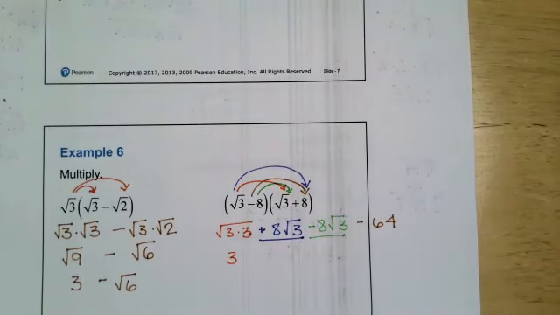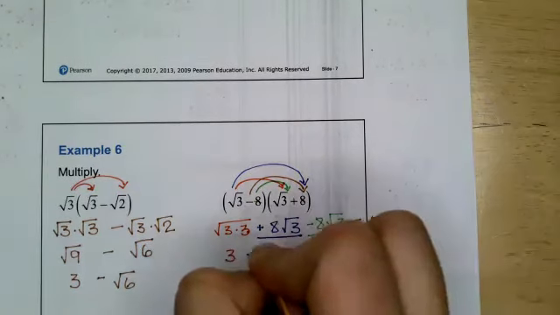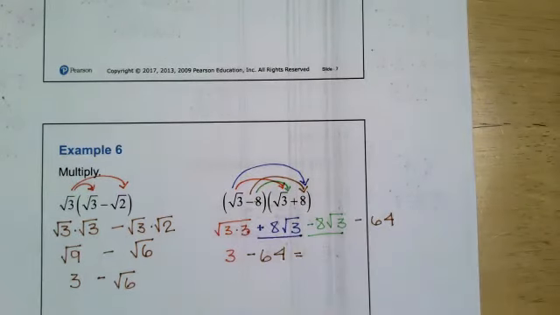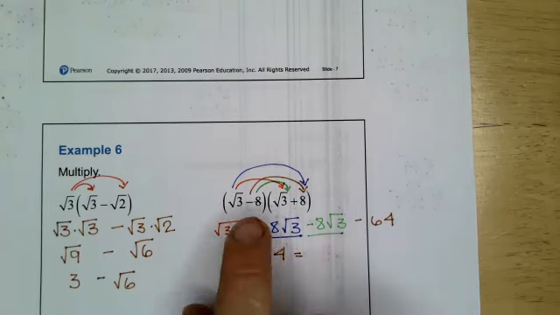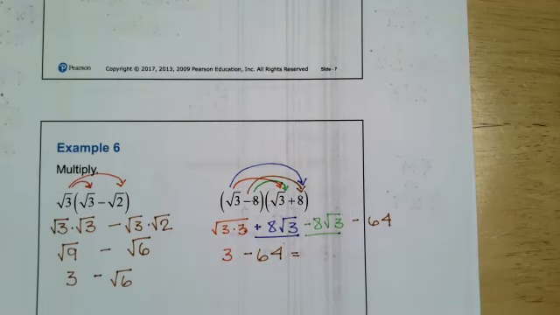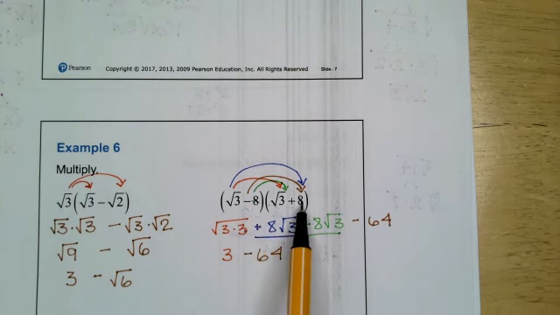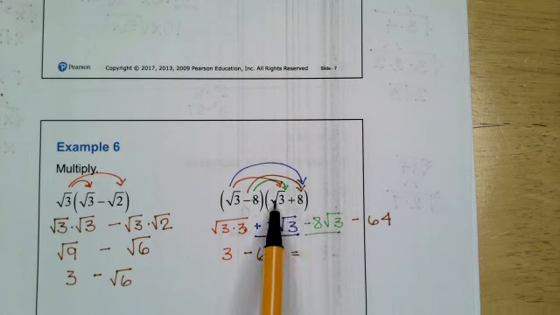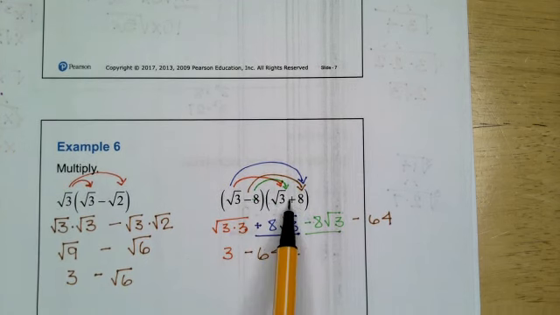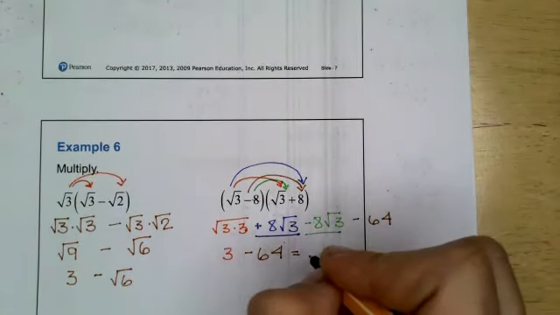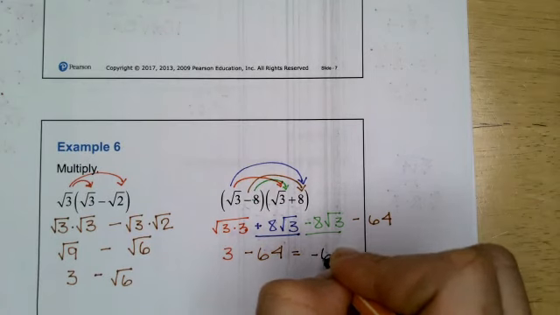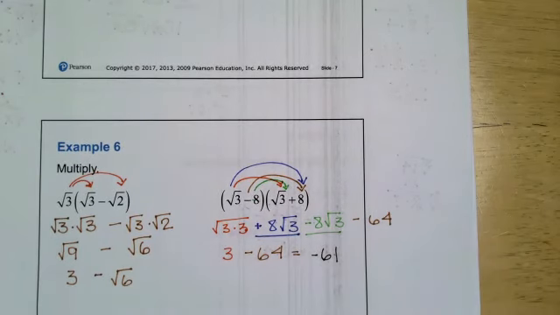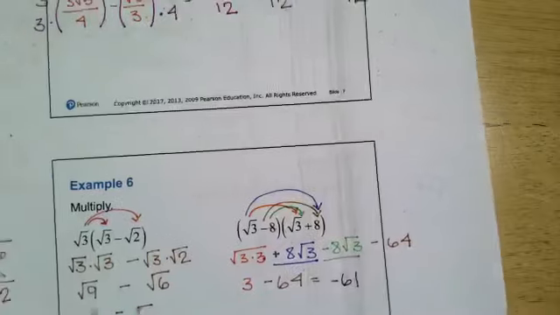So we have 3 minus 64. So the answer to this, even though it looks very complex, because it is positive 8 and negative 8, and these are the same. A and B are the same. One's negative, one's positive. They cancel each other out, and you're just left with a real number, no radical. I guess a radical is a real number.